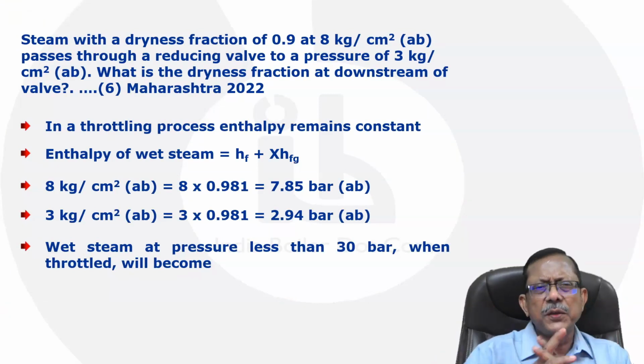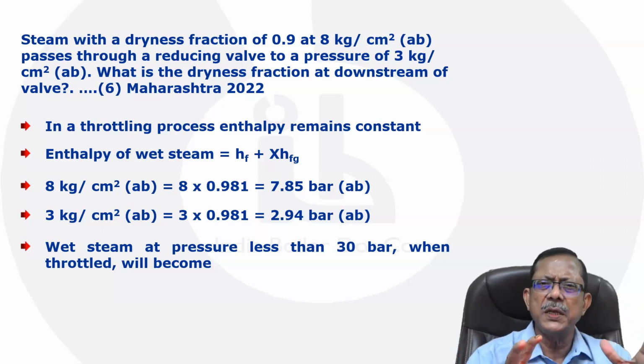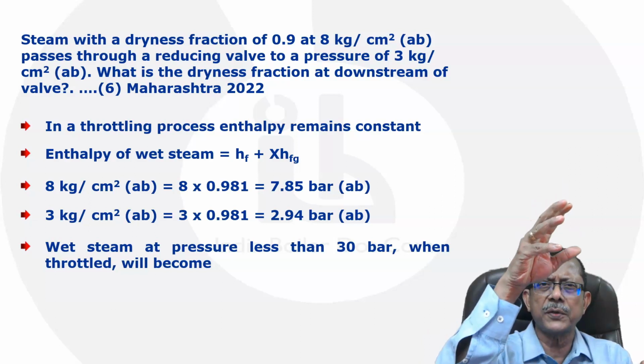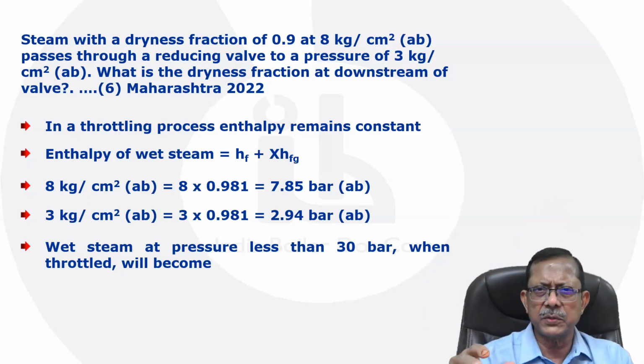Here a few things we need to know, right? A couple of things we need to know to answer this question, because in this question they are asking that a particular steam is going through a reducing valve, so the pressure is reduced from 8 kg per centimeter square absolute to 3 kg per centimeter square absolute. So this is a throttling process, and you need to know that in a throttling process the enthalpy before and after throttling remains the same. It doesn't change, right?